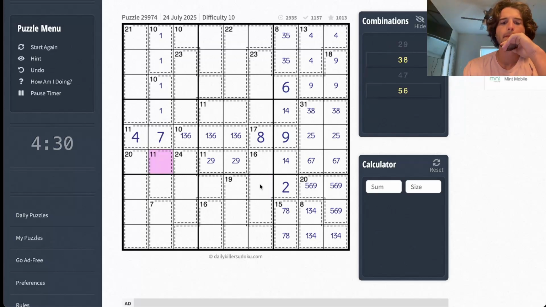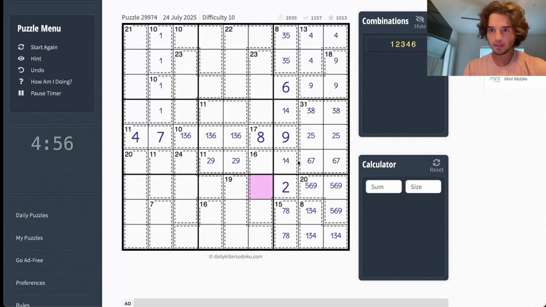And now, did we use anything that we can take advantage of the symmetry? I don't think so. Okay, now let's take a, well, we can fill in a lot of digits here, so we get 1, 3, 4, and 6.